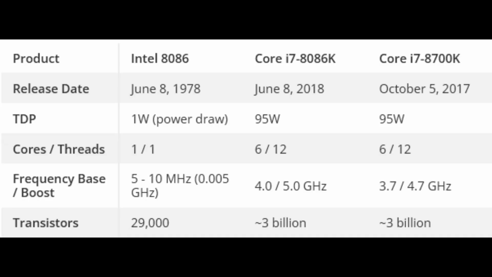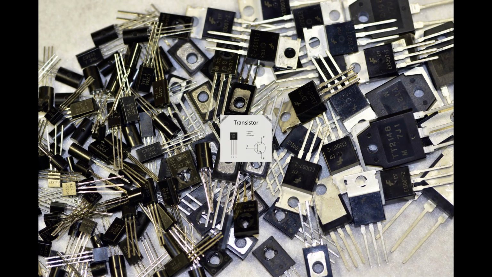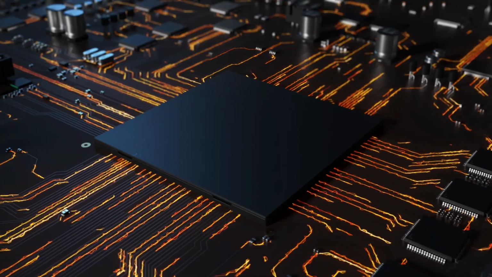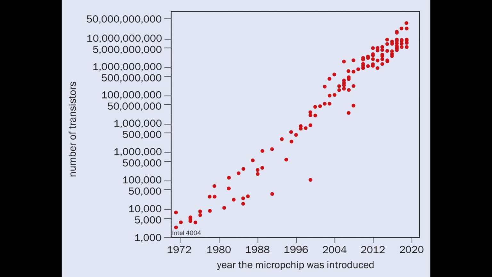Over time, transistors have become miniaturized to support the type of computation that we deal with today. The smaller transistors become, the more can be packed into a single chip, leading to increased processing power and efficiency. Obviously. Moore's law is the observation that the number of transistors in an integrated circuit doubles about every 2 years.